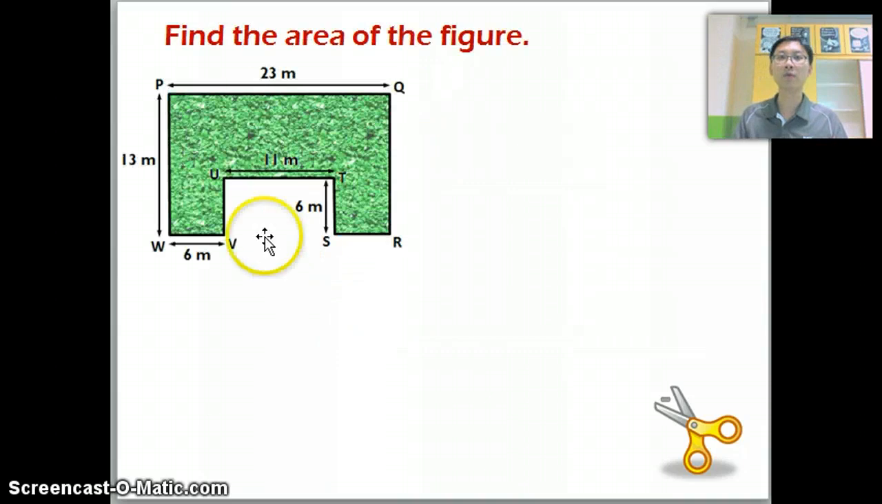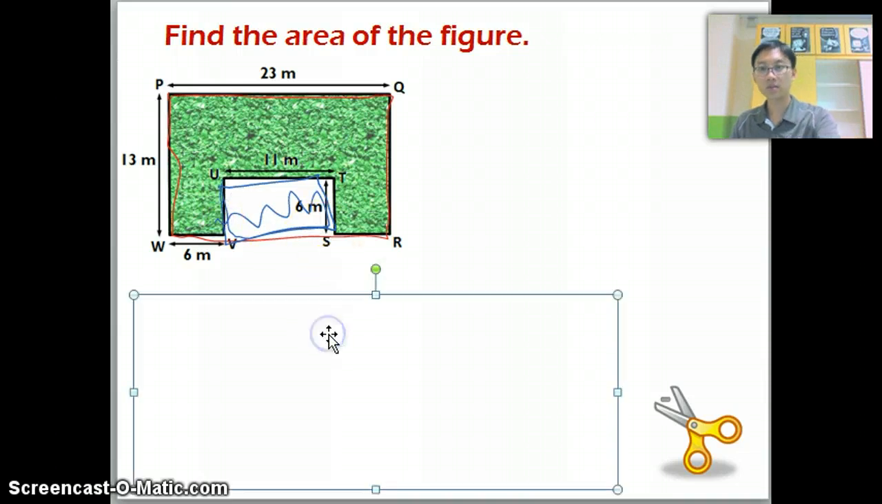Okay, let's look at an example. Let's look at this again. So I'm going to use this big rectangle, PQRW. This is my big rectangle. I'm going to subtract off this small rectangle. Okay, subtract off this small rectangle. So it will look something like this.